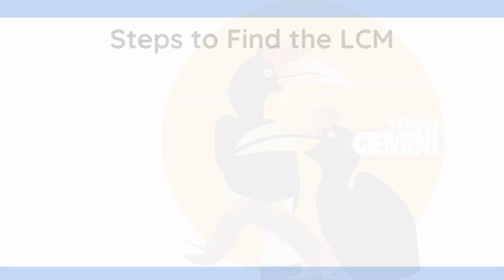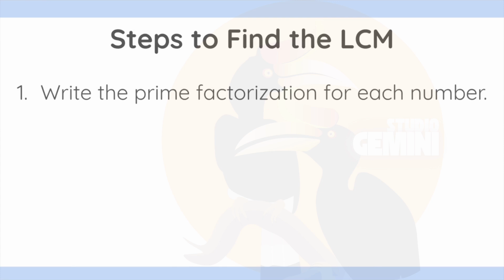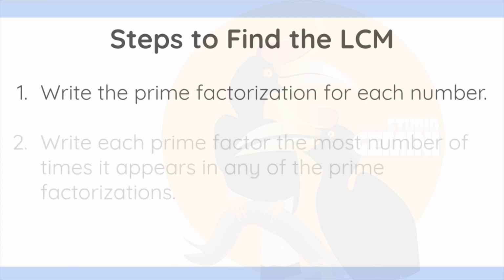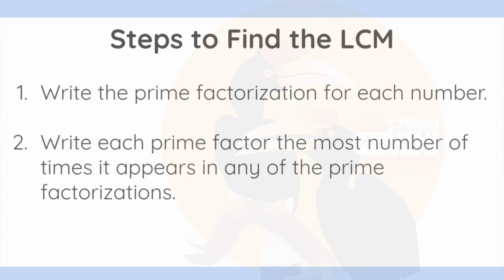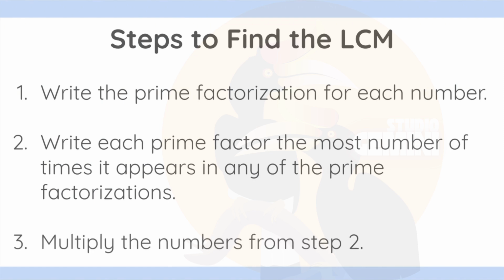Let's recap. We can use prime factorization to find the least common multiple of 2, 3, 4, or even more numbers. To do so, you first need to write the prime factorization for each number. Then, write each prime factor the most number of times it appears in any of the prime factorizations. Last, multiply the numbers from step 2. This will give you the least common multiple of the numbers used.